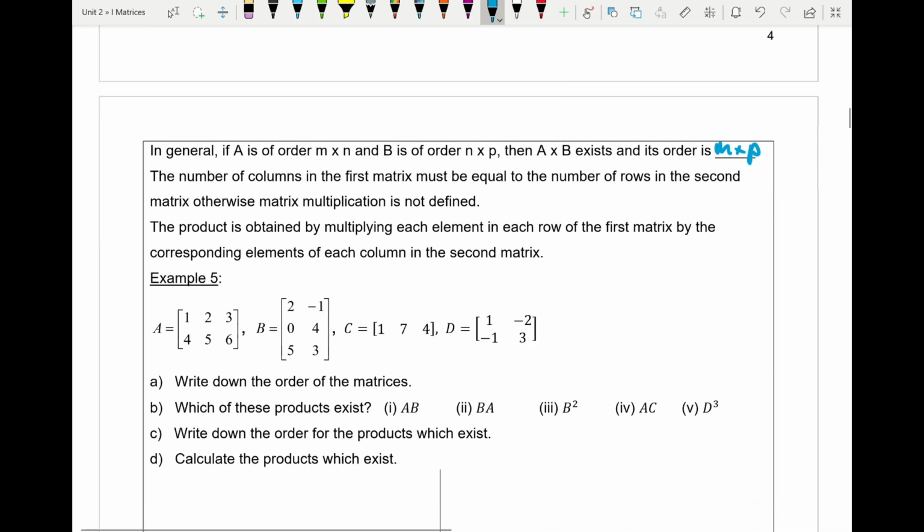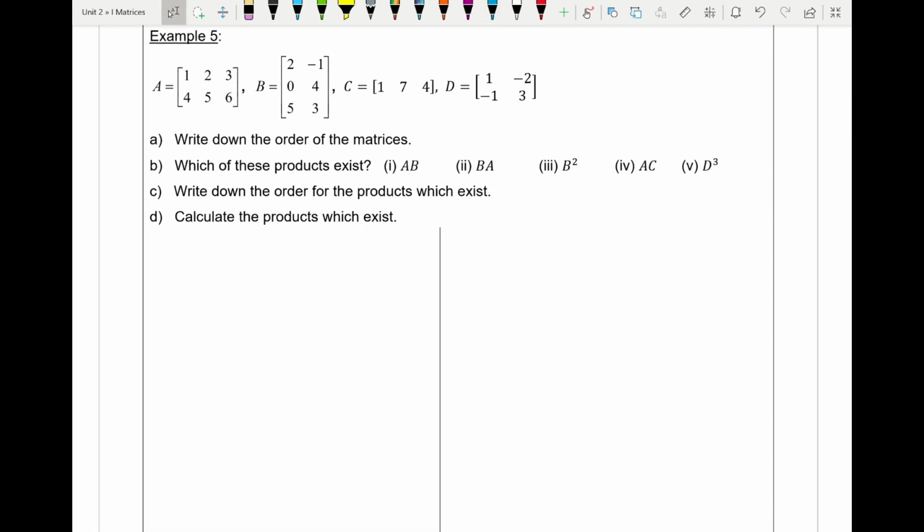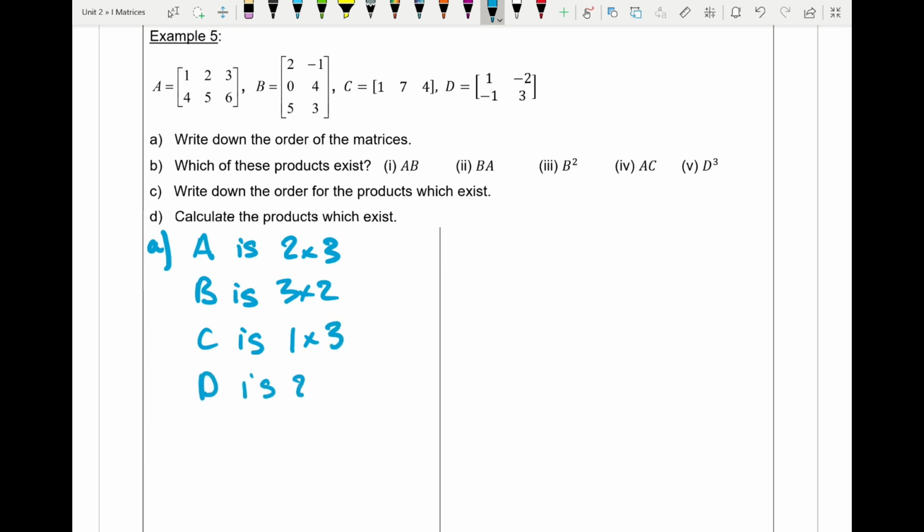So, example 5. Let's take a look at writing down the order of each of these matrices. Our first matrix, capital A, is 2 by 3, because we've got 2 rows and 3 columns. B is 3 by 2. C is 1 by 3. And D is 2 by 2. So, which of these products exists? So, part I is A times B, which is 2 by 3 times 3 by 2. And we can see that yes, those line up.